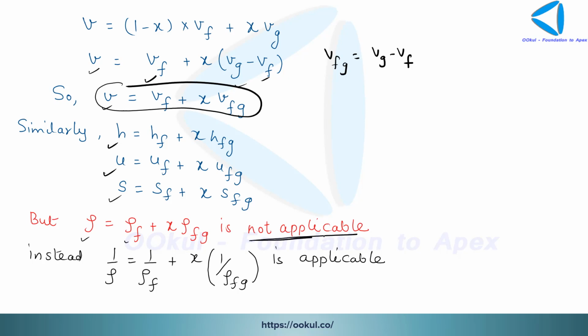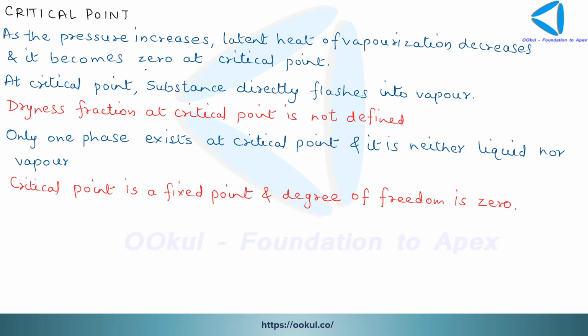It is not applicable, but it is applicable as 1 by rho equal to 1 by rho f plus x times 1 by rho fg. Because this density is nothing but the reciprocal of specific volume. So that's why that relation becomes reciprocal. Next, we see what a critical point is.